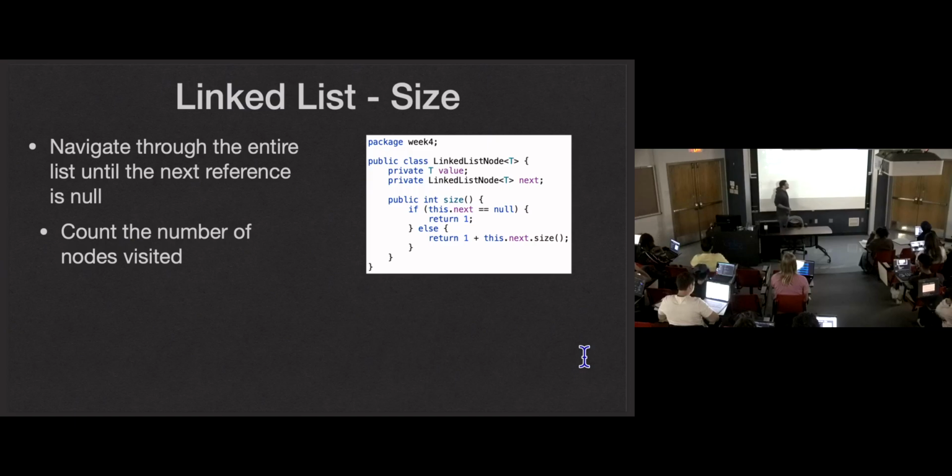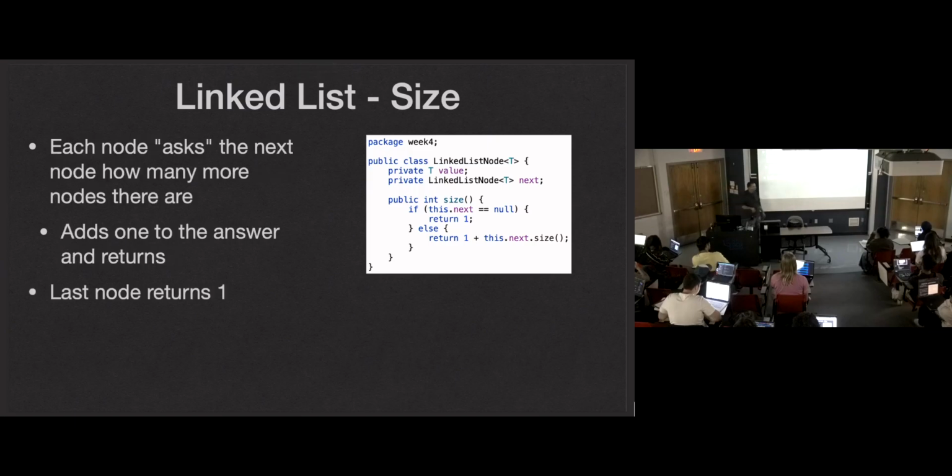We have size, which is going to return the size of the linked list. What we effectively want to do is count the number of nodes in the linked list. And we're doing this in 2 parts. Our base case is if we're at the end of the list. So remember, these linked lists are null terminated. If next is null, that means we're at the end of the list.